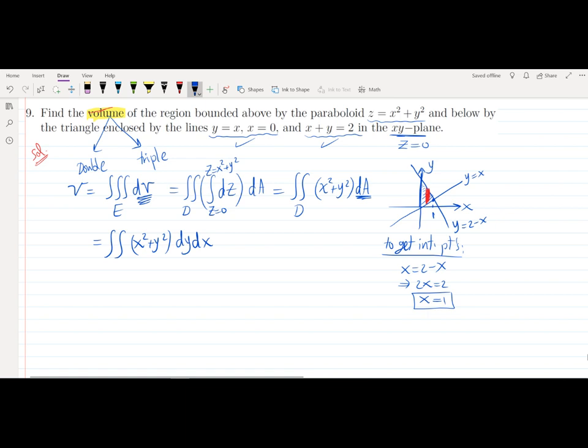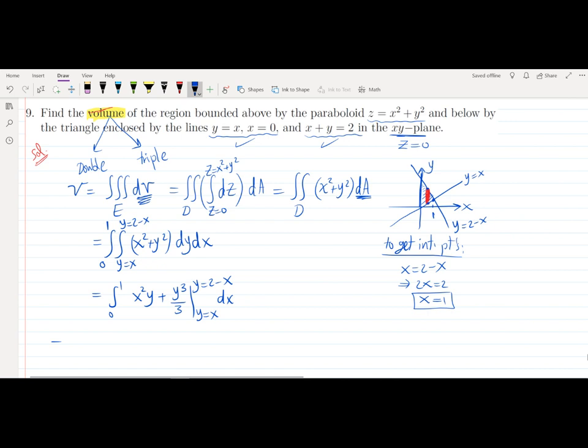Limits for x are clear from the graph, from 0 to 1. And limits for y, the lower graph, which is the equation y equals x, and the upper line, which is y equals 2 minus x. So we will make this integration from 0 to 1. First of all, we will integrate with respect to y, which will be x squared y plus y cubed over 3 from y equals x to y equals 2 minus x, dx.